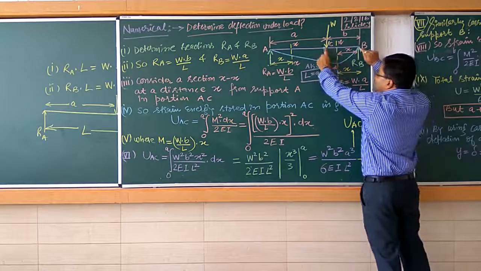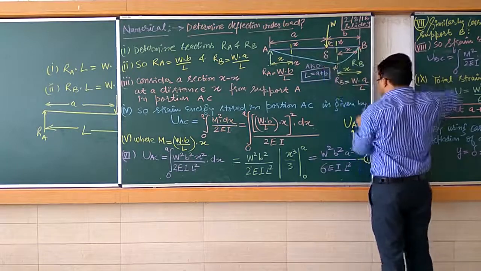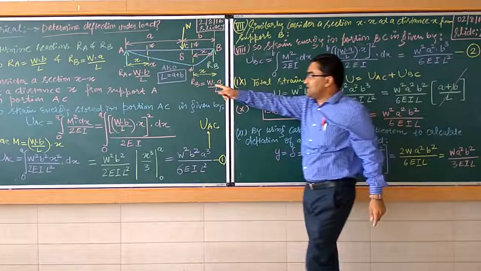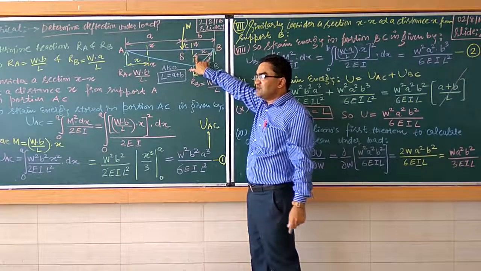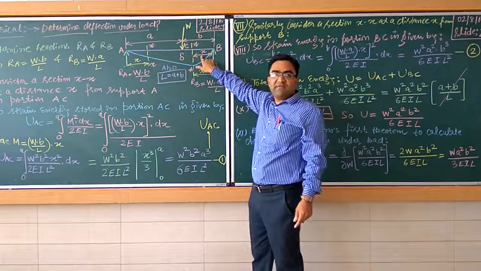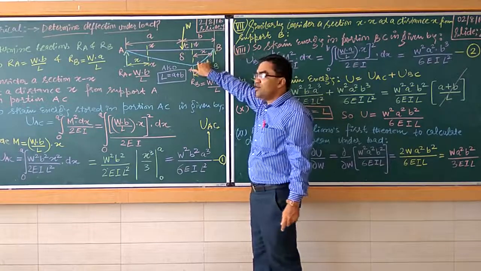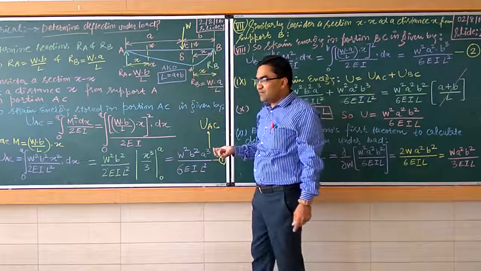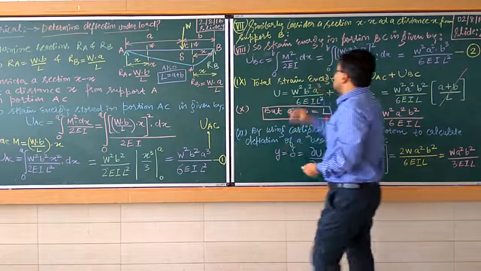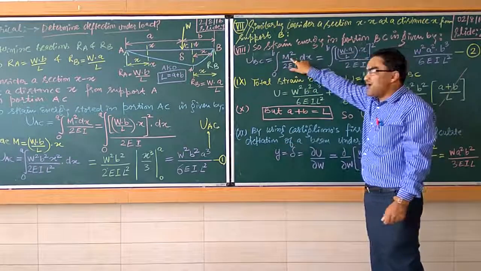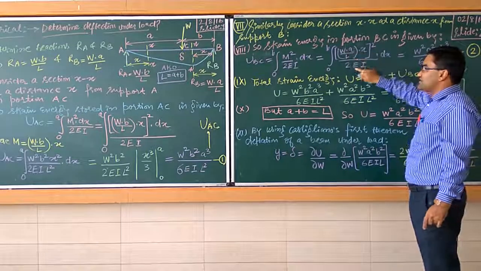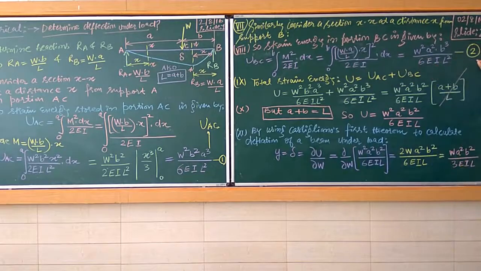Similarly, we will be calculating the energy stored in section BC. How do we calculate it? Let us see. In the same way, we will be considering this section XX at a distance of x from B. So what will be capital M in this case? RB into x. What is the value of RB? The value of RB is W into a upon L. So the same thing, M square upon 2EI into dx. M is changed, the remaining things are the same. So M will be equal to W a upon L into x. After solving, this becomes equation number 2.